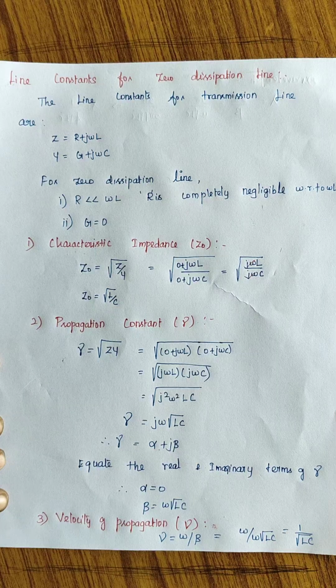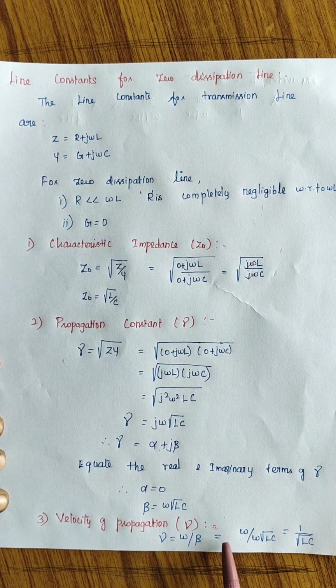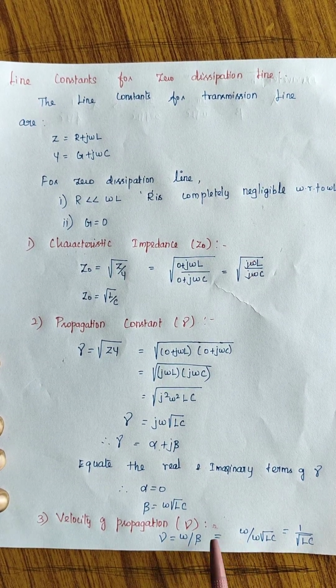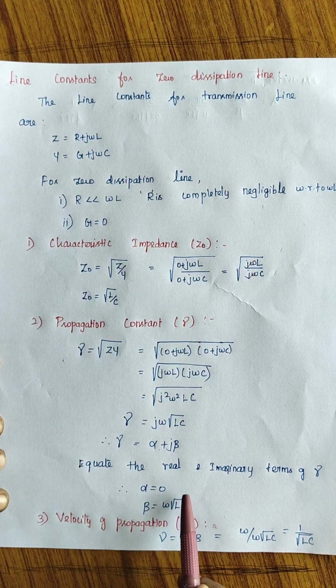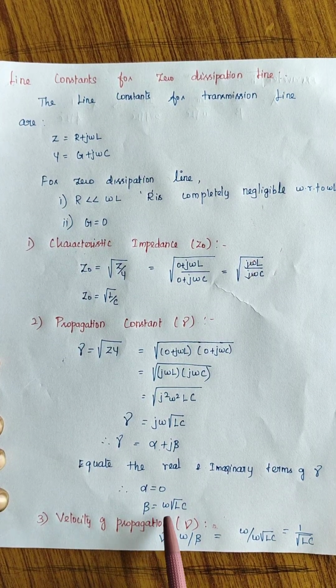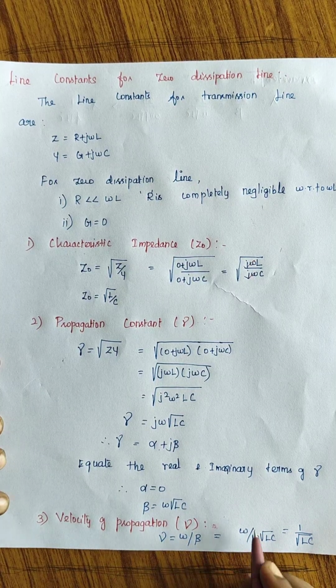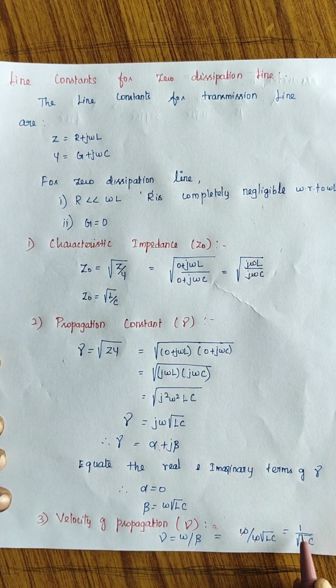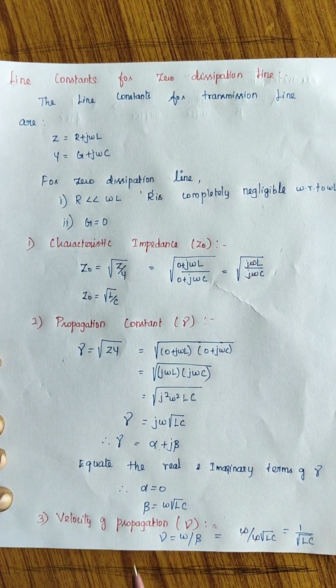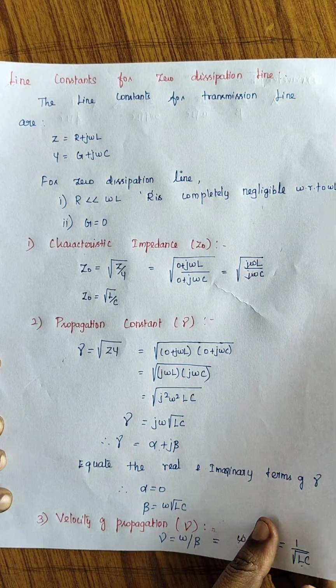What is the velocity of propagation? It is equal to omega divided by beta. What is the value of beta? Already we found beta is equal to omega into square root of LC. So omega divided by omega into square root of LC. The omega terms cancel each other. Finally we get 1 divided by square root of LC. So the velocity of propagation depends on the inductance and capacitance. The final one is wavelength.